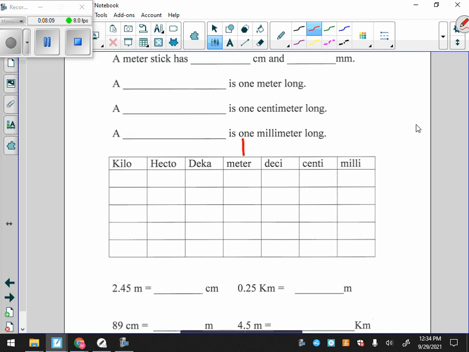100. We know there are 100 centimeters on my meter stick. Put 100 above this too. So, make an inference. If there's 1 meter, 100 centimeters, how many decimeters do you think are on here?